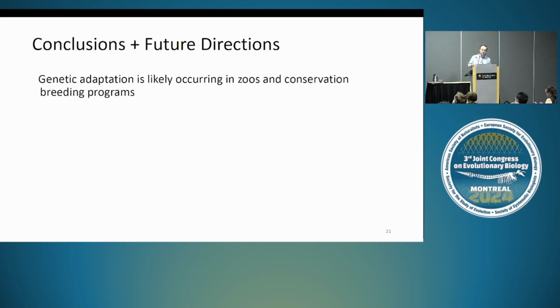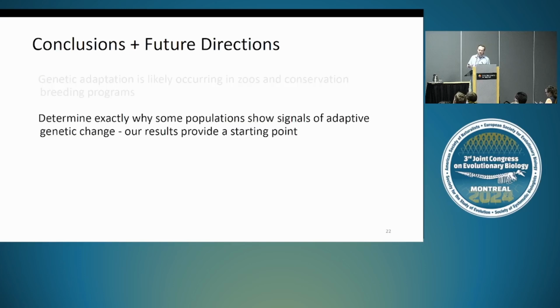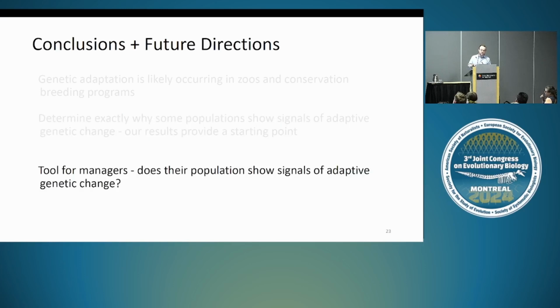And for my main conclusions, I think this points towards genetic adaptation likely occurring in zoos and conservation breeding programs. We probably need to determine exactly why we see this signal in some populations and not others. Is it a management thing, an environment thing? I think our results potentially provide a starting point where we can pinpoint species where we see this high measure of additive genetic variance and the ones that we don't, trying to dig into why exactly that is.